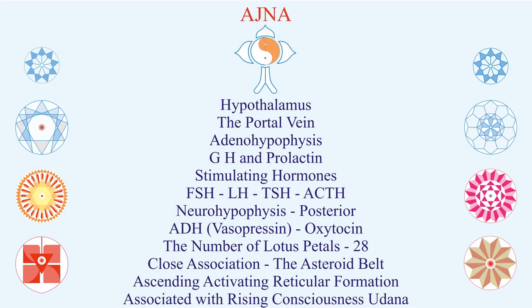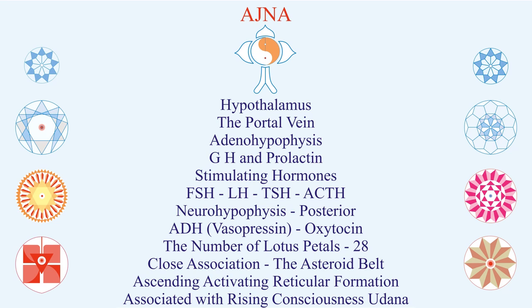Ajna chakra, as you say, is associated with the hypothalamus, portal vein, and then the pituitary gland, and associated with a number of stimulating hormones. The anterior pituitary's stimulating hormones are growth hormone, prolactin, follicle stimulating hormone, luteinizing hormone, thyroid stimulating hormone, adrenocorticotropic hormone, which further go and influence other endocrine glands to produce the hormones which play a very important role in normal functions of the body.